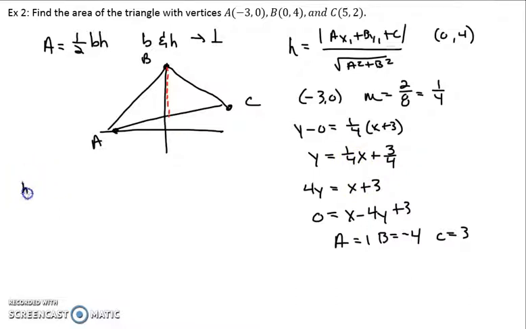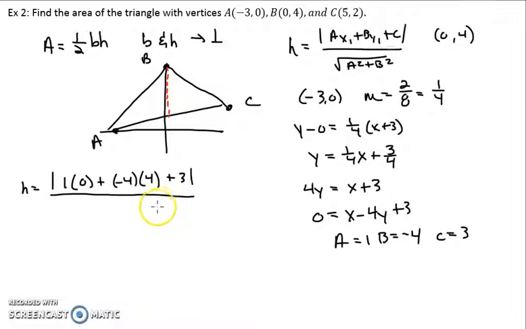So to find the height, we're going to say that that's the absolute value of 1 times x1, which is 0, plus b, so negative 4, times y1, which was 4, plus c, which was 3. And we're going to go over the square root of 1 squared plus negative 4 squared. Working that out, you're going to get 13 over radical 17. So the height is 13 over radical 17. So we have that part. Now we just need to find the base.